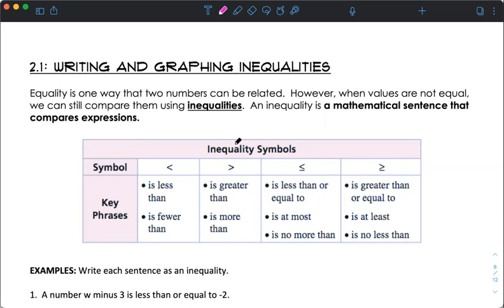The one that we use the most, for this first one, is less than. But it also could be is fewer than. Those are the words that we could use instead. This symbol is greater than or is more than. This symbol is less than or equal to. It could be referred to as at most or no more than, and greater than or equal to is at least or no less than.